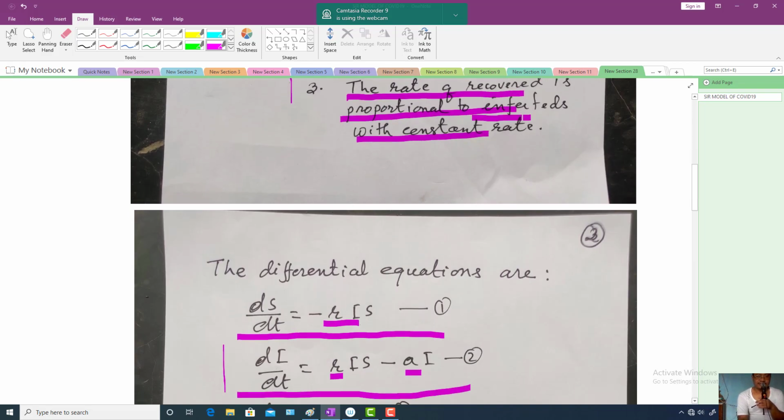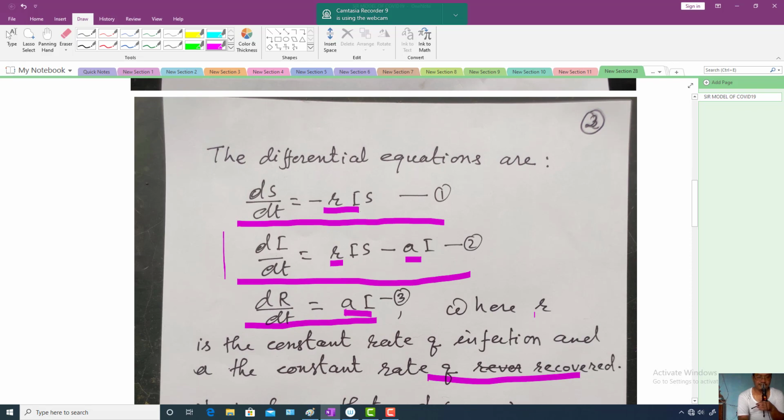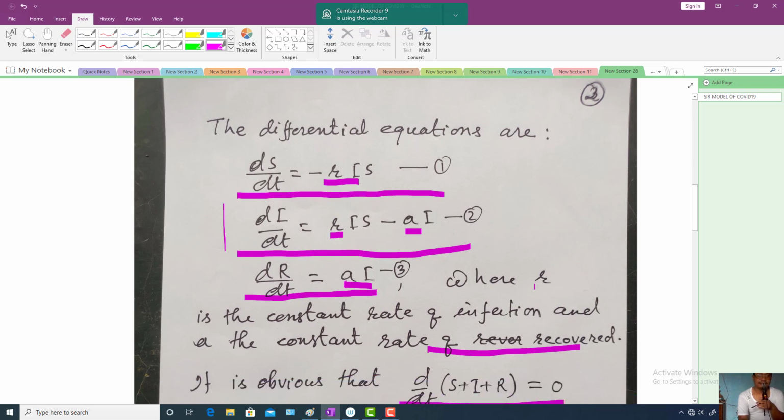derive the equation. As I already explained in that pen window, the differential equation governing the pandemic is given by these 3 equations. First, the rate of change of susceptible people, S, is equal to minus RIS. Why is there a minus here? Because as I already explained, as time goes on, the number of susceptible people is decreasing, so that negative signifies that it is decreasing.